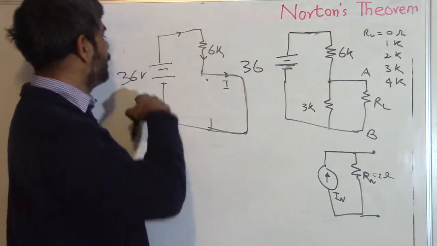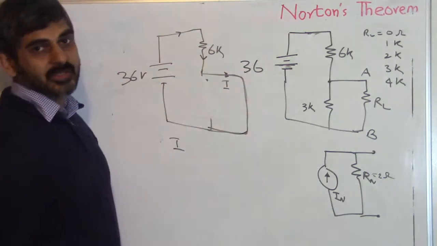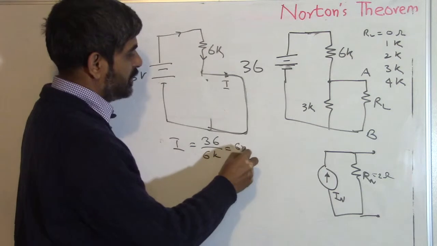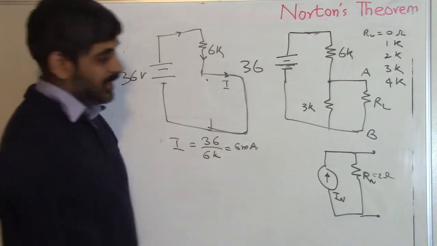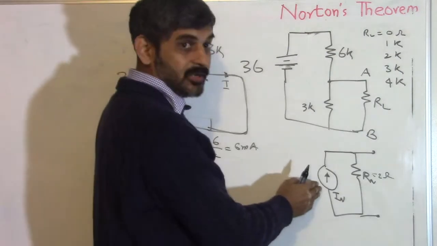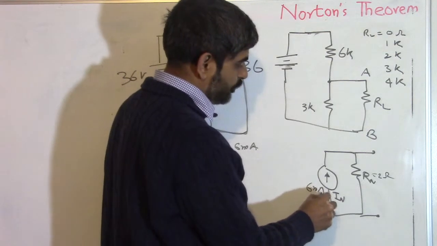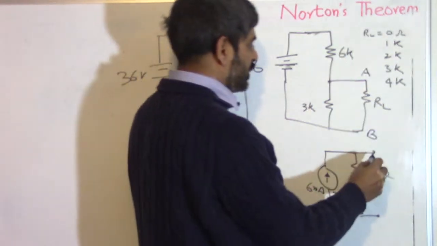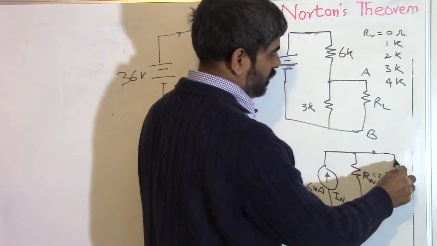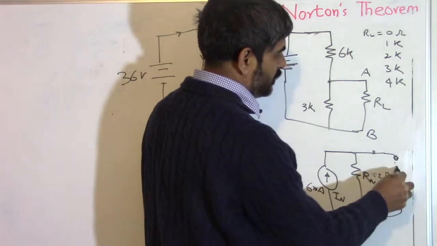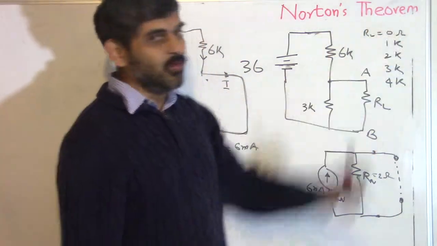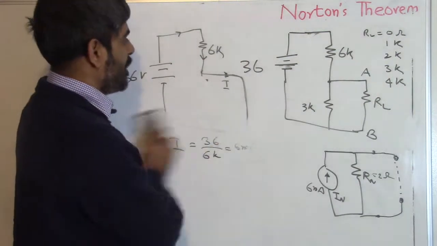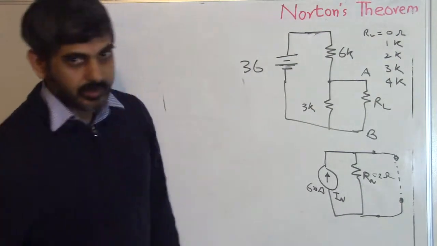And what is that current going to be? This current is going to be simply this 36 volt divided by 6K, or 6 milliampere. What we have in the Norton's equivalent is a current source of 6 milliampere in parallel with a 2 ohm resistor, and we need to find out what happens if we connect a load between this point and this point. If this is a short circuit, RL equal to 0, what will be the current in that case? Just think about it.